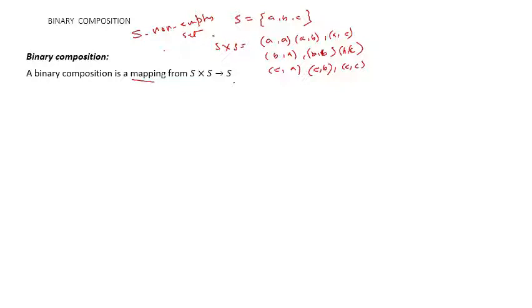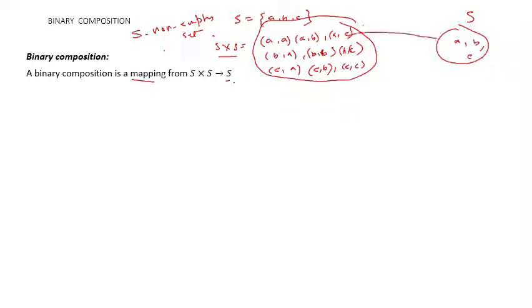So a mapping from S cross S to S, that means this is the set S cross S, এই এলিমেন্ট গুলোকে আমরা S এর যে A B C. So this is a mapping. A binary composition is a mapping that takes an element from here and maps it to an element in that same set S. অর্থাৎ সাপোজ A B C যদি S এর এলিমেন্ট হয়, বাইনারি কম্পোজিশন যদি আমরা স্টার দিয়ে ডিনোট করি, then it maps the element (A, B) to C.